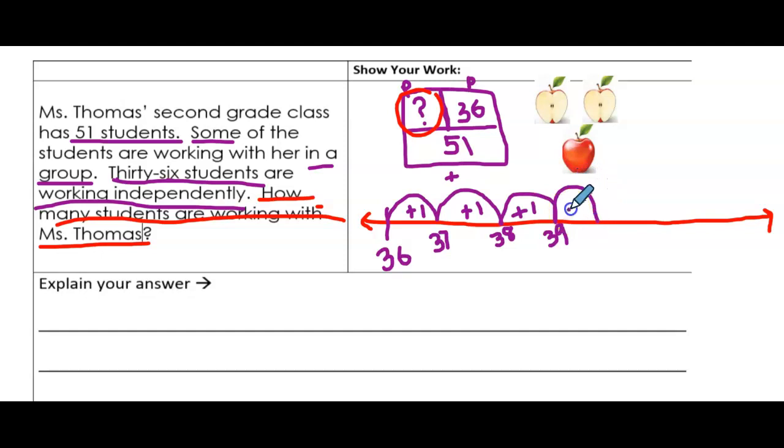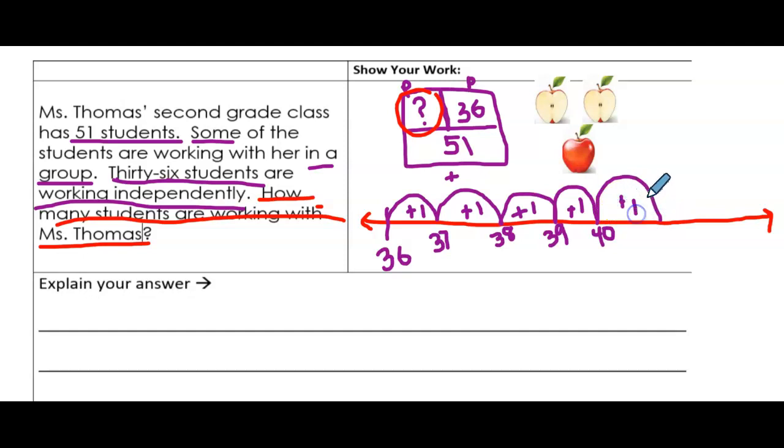39 plus 1 is, yes, 40. We've made it to a friendly number. Now that we're at 40, we can jump a 10, as long as we don't go beyond the number 51. So let's jump a 10.